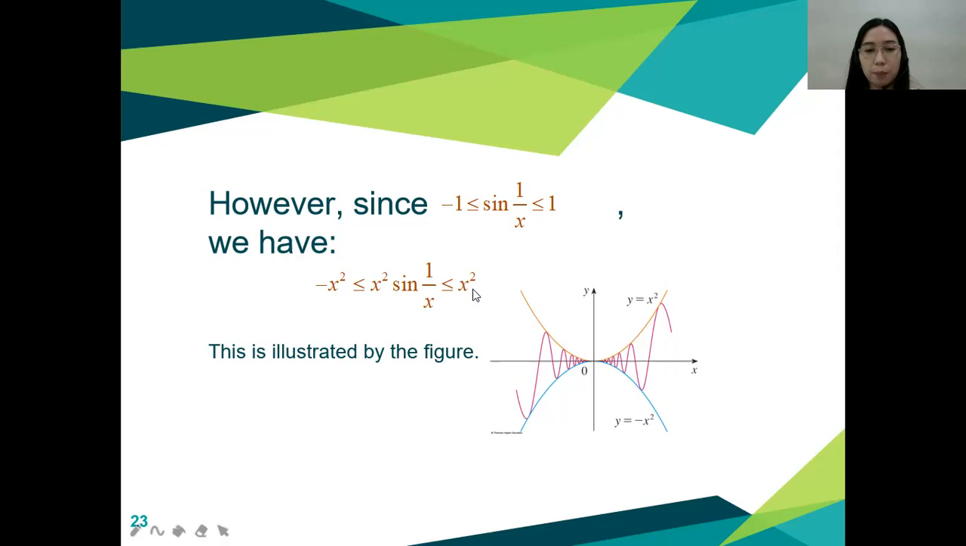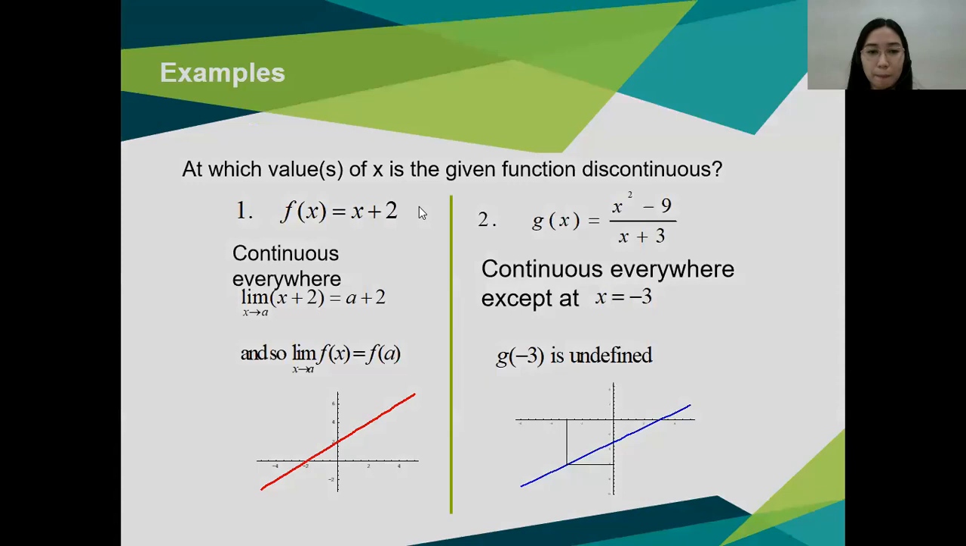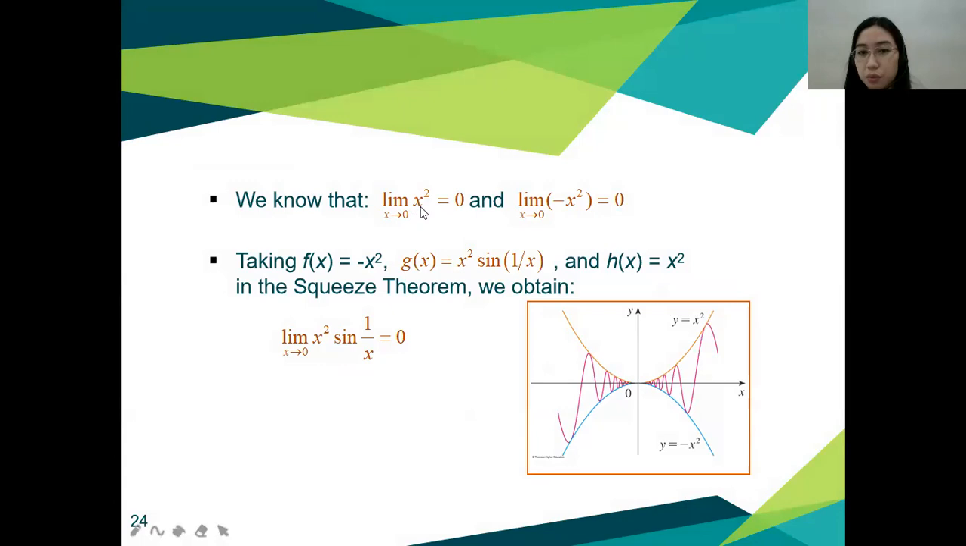So it can be illustrated if shown in the figure. Then we know that the limit of x squared as x approaches 0 is 0, since 0 squared is 0.